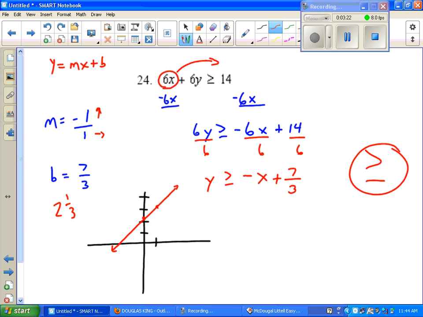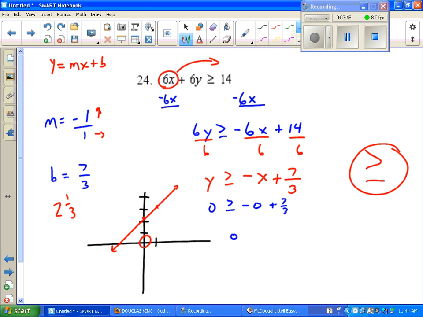And then we have to either shade one side of the line or the other. You don't just guess, you actually pick a point and see if it's true or not. Test its truth value. The easiest one to pick is always the origin 0, 0. So plug those numbers in. Remember, the only time you can't use that is if it actually falls on the line. Plug in those numbers. 0 in place of y is greater than or equal to negative 0, because that's in place of x, plus 7 over 3.